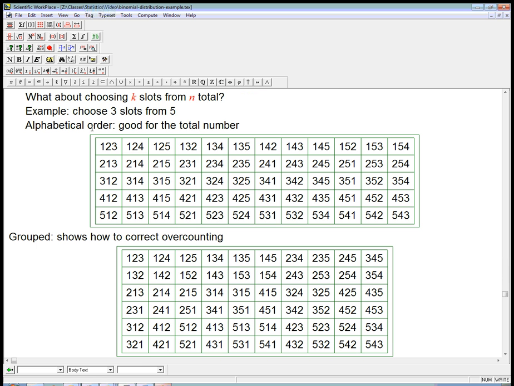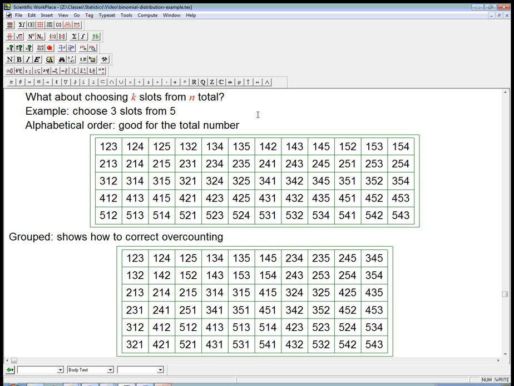Okay, so here's another example that should get the basic idea that goes in general. Let's choose 3 slots out of 5. So we just got 5 numbers, 1, 2, 3, 4, 5, and we just want to figure out how many ways we can choose 3 of those numbers. And remember, we don't care about the order that we pick them in.